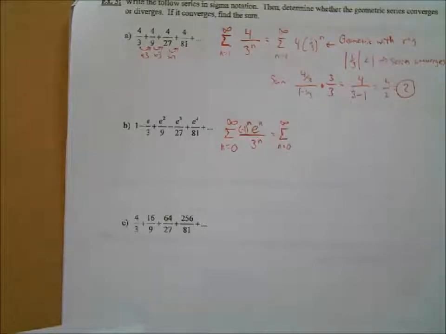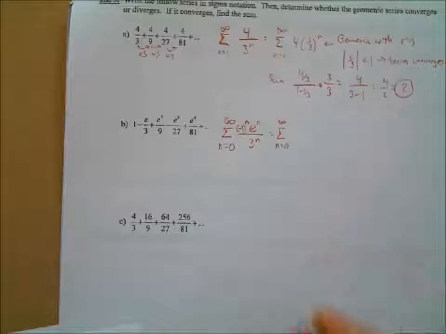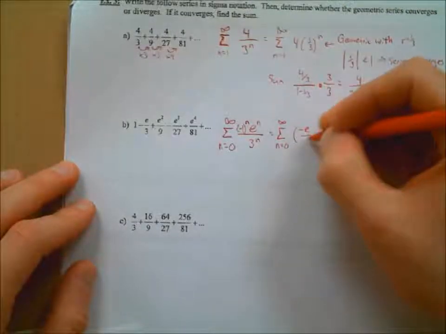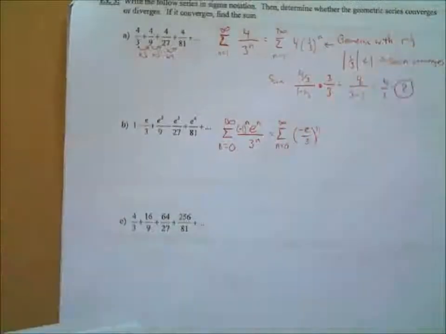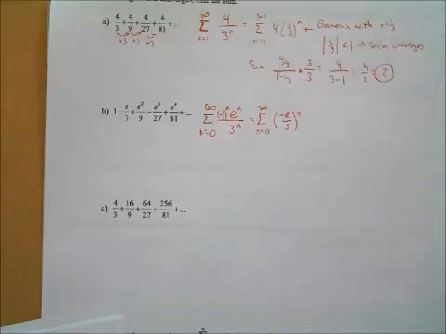Okay, and so since these are all to the n power, right, the negative 1's to the n, e's to the n, 3's to the n, we can put them all together in a single fraction here and say negative e over 3 to the n. Okay? What's our common ratio going to be here according to this?